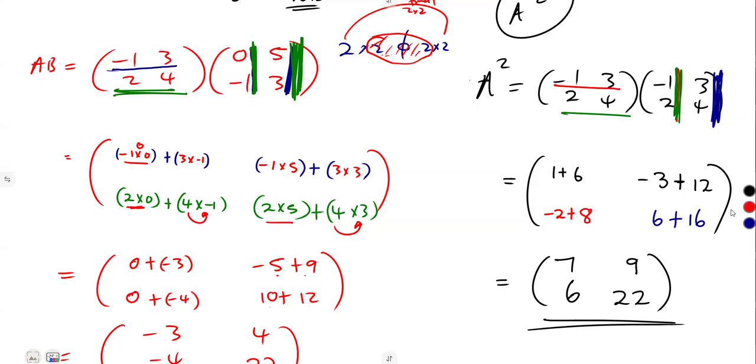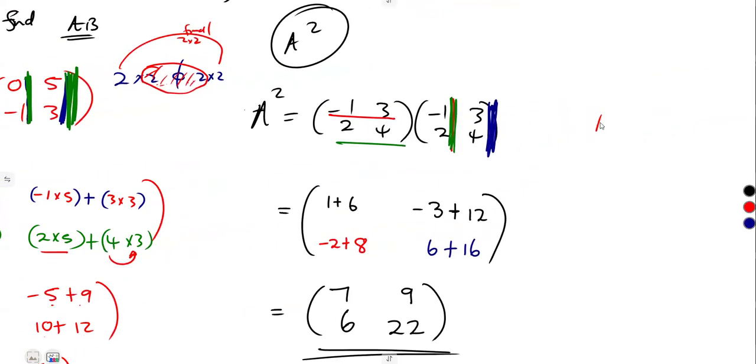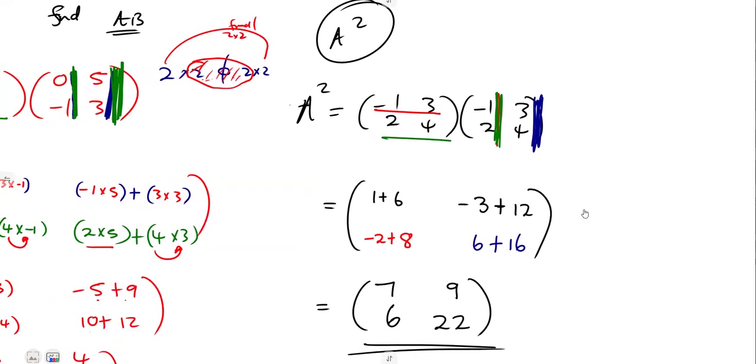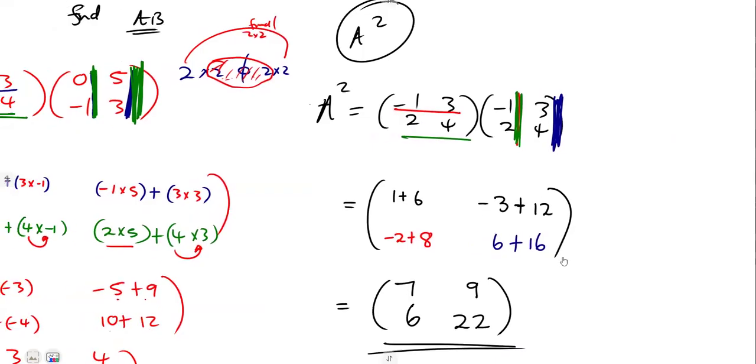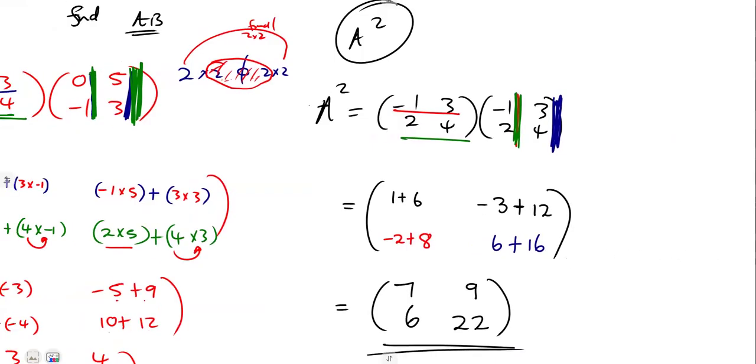So A squared simply means matrix A times matrix A. Do not make the mistake of taking the matrix you are given and squaring each number. Do not consider it that way. It simply means that matrix times that matrix, right? So that is basically what you're going to need for the matrix multiplication.